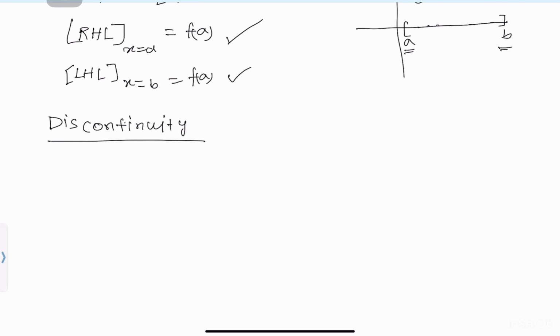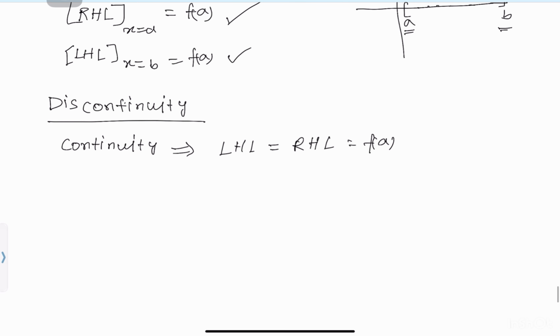Discontinuity has many types. What is the continuity condition? You must have left hand limit equal to right hand limit equal to f of a. This is my continuity condition. That means if one of the conditions is not satisfied, then you can say that the function is discontinuous at that point.